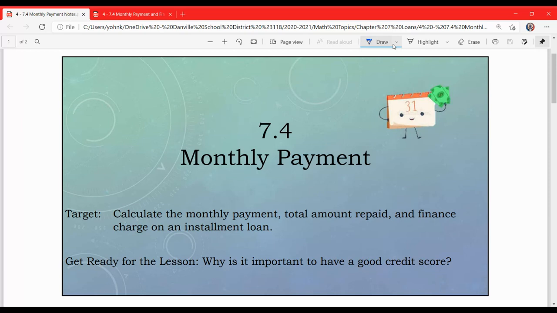Today we're going to talk about how to calculate the monthly payment, the total amount repaid, and the finance charge on an installment loan.